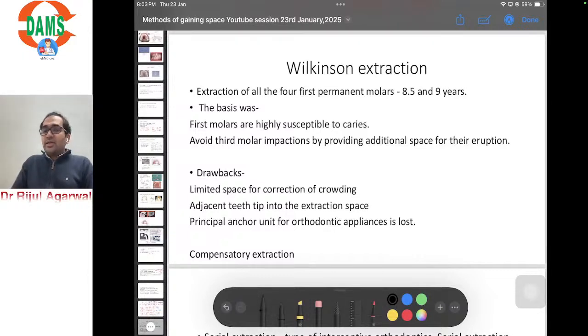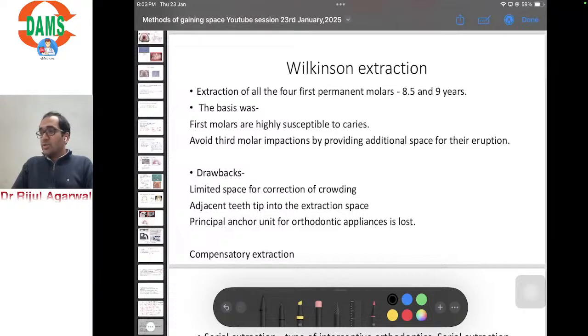Next, the adjacent teeth generally tip into the extraction space. There is no such bodily movement of the second and the third molar into the extraction. They just tip easily. Okay, so that's why there is no point in extracting first molars in the hope that the second and third molars will move bodily and acquire the space. And lastly, the principal anchor unit for orthodontic appliances is lost.